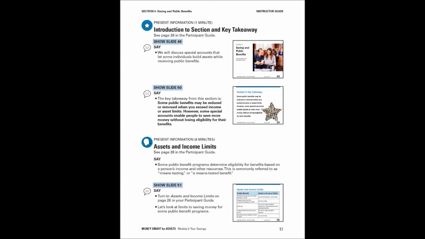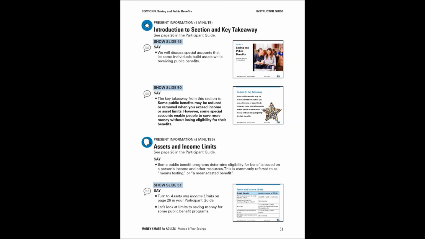So you'll start out on slide number 49, giving the overview and introduction to the section, and the key takeaway on slide 50. Some public benefits may be reduced or removed when you exceed income or asset limits. However, some special accounts enable people to save more money without losing eligibility for their benefits. First topic in this section is assets and income limits. So you're going to say that some public benefit programs determine eligibility for benefits based on a person's income or other resources. This is commonly referred to as means testing or a means-tested benefit.